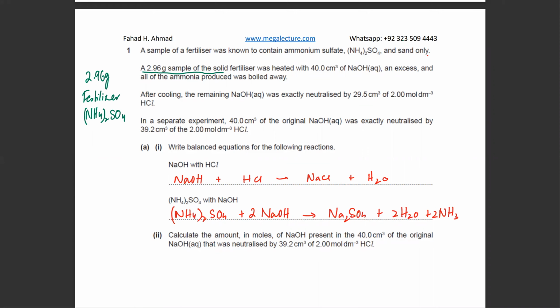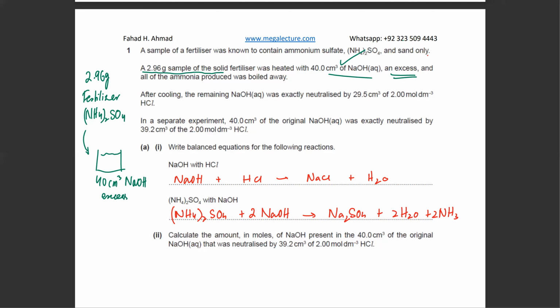So what he did was that he heated it with 40 cm³ of NaOH. So this is what he's doing. He added this into a beaker which contained 40 cm³ of NaOH. That's it. And that NaOH is in excess. That's another thing. So not all of it is going to react.